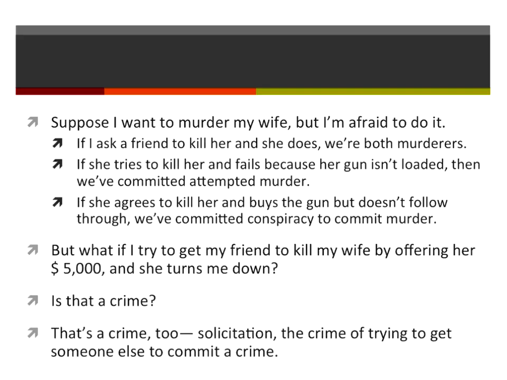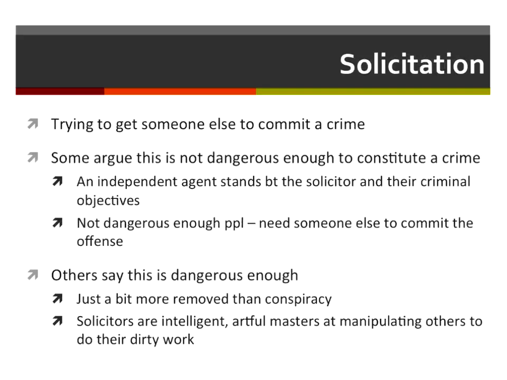But what if I try to get her to kill my friend or my wife or my husband by offering her $5,000 and she turns me down? So I go to somebody and I solicit them to murder somebody for me and they refuse. Is that a crime? Yes, for me it's a crime. Solicitation of murder is also a crime. So solicitation is trying to get someone else to commit a crime. Some argue that these people are not dangerous enough because they need someone else to commit the crime, and others argue this is dangerous enough. So it's just a bit more removed than conspiracy.